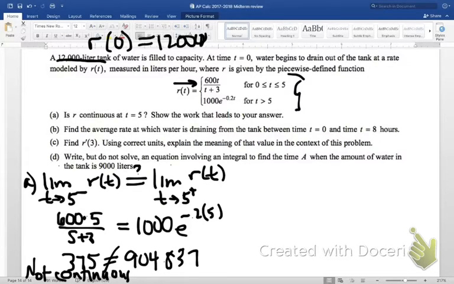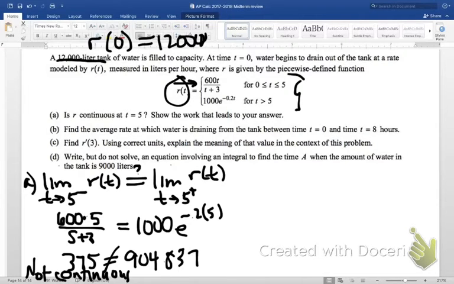Okay, and you should state that out. I don't have room here, so I'm not, but you should. Okay, the limit from the left and from the right are not equal. Part B, find the average rate at which water is draining. So this is a rate right here. R of t is the rate.